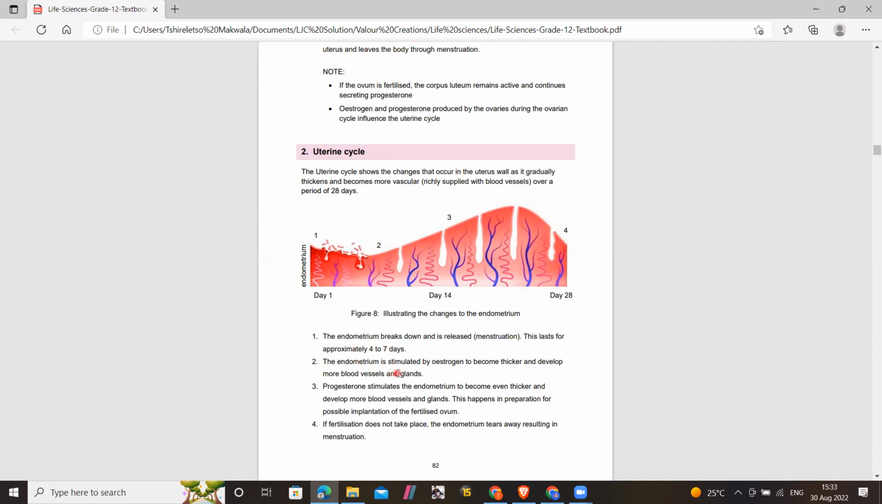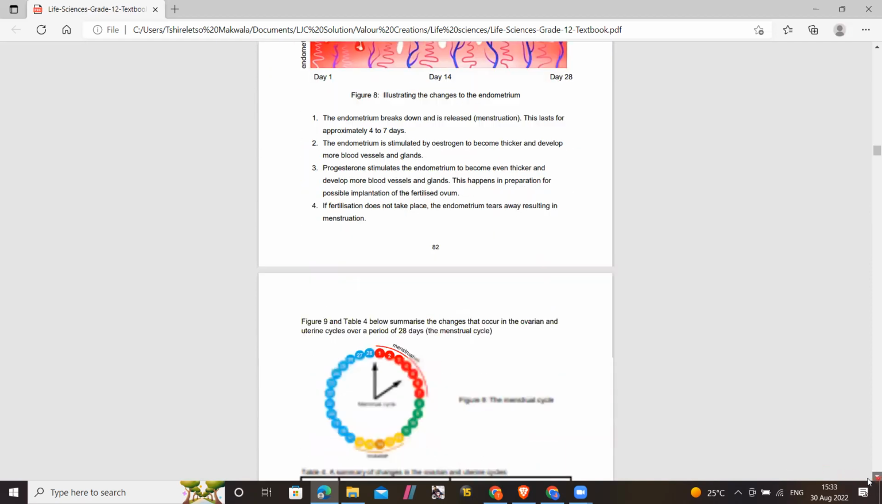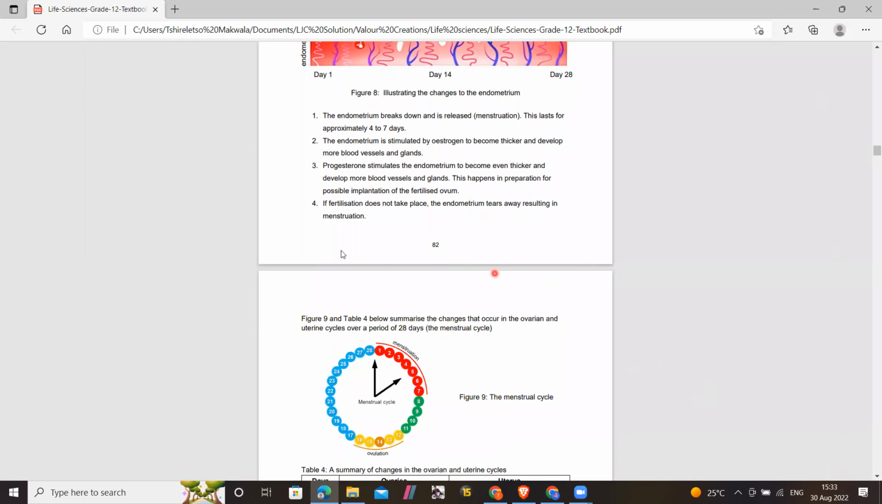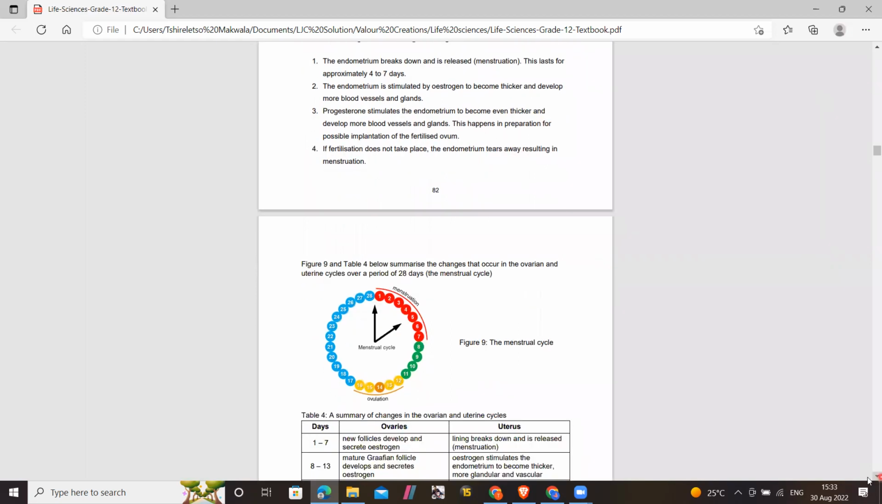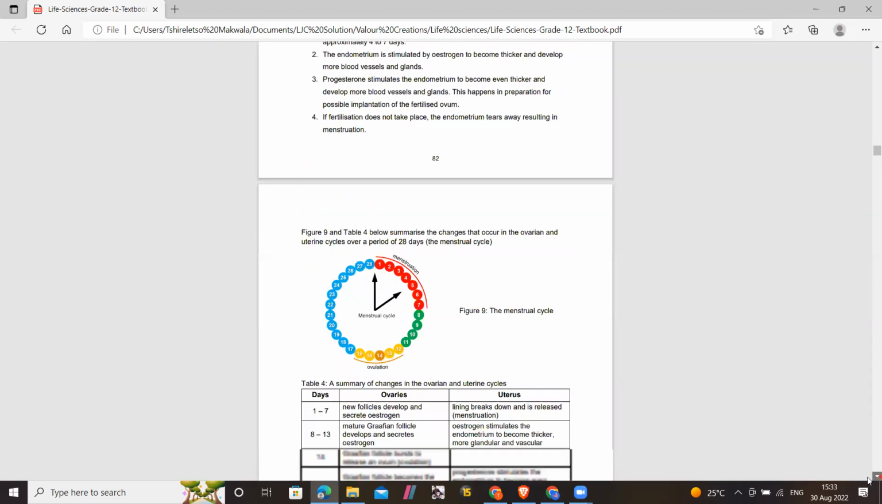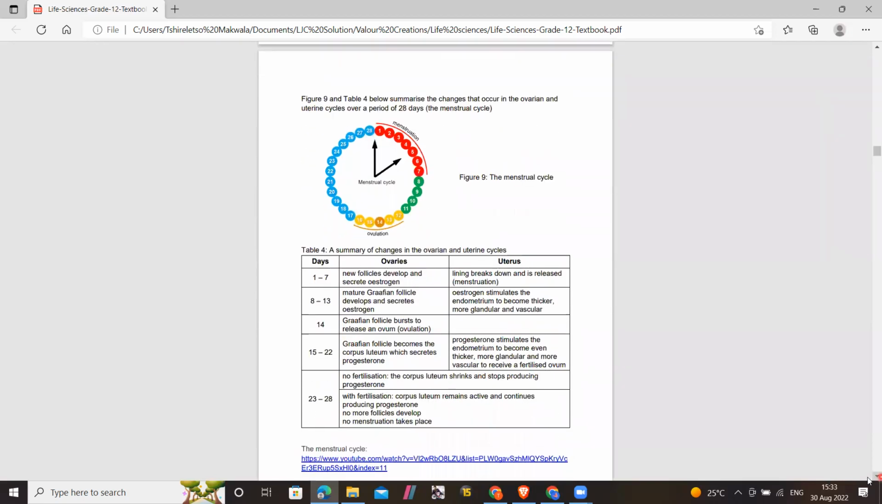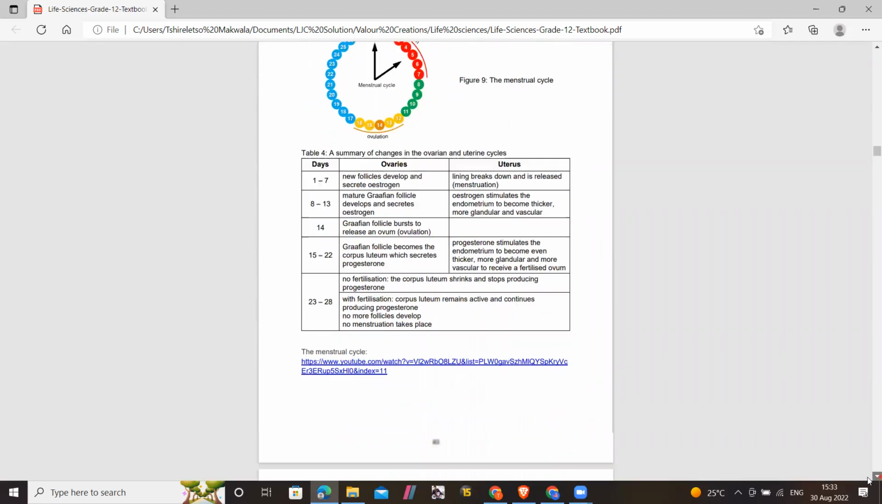Then the endometrium is stimulated by estrogen to become thick and develop more blood vessels and glands, like I said. Then progesterone stimulates the endometrium to become even thicker. It happens in preparation for fertilization. If fertilization doesn't take place, it tears away. So basically, the walls become thinner and tear away. And how do they tear away? Via that process called menstruation. And that's basically the cycles.